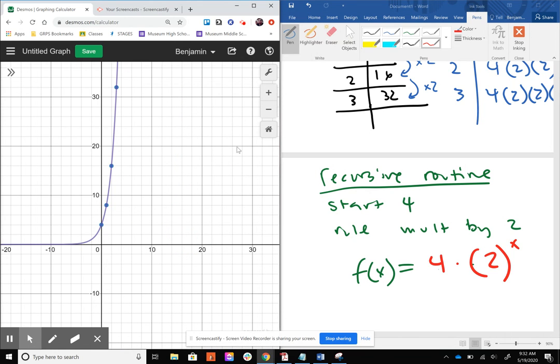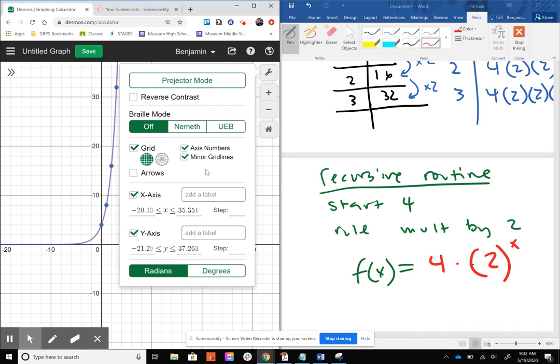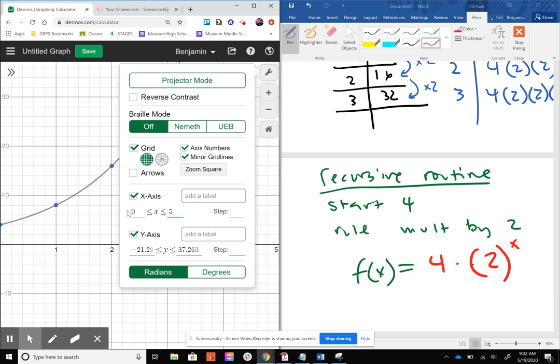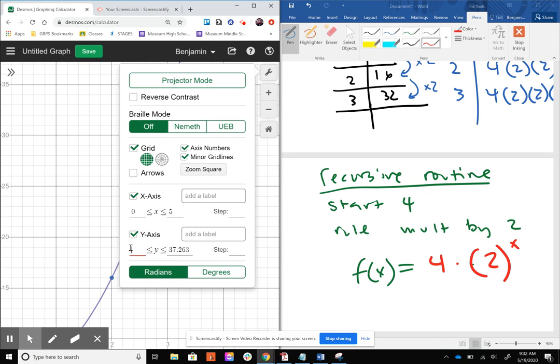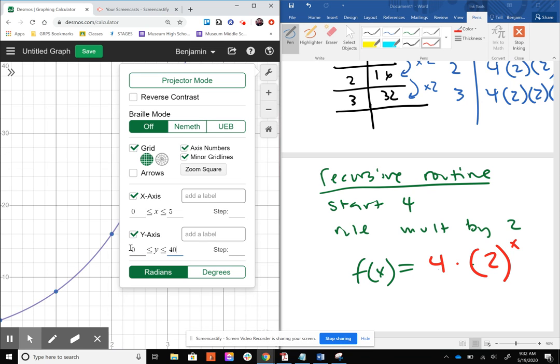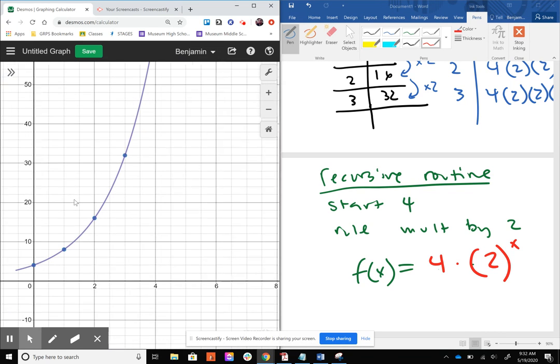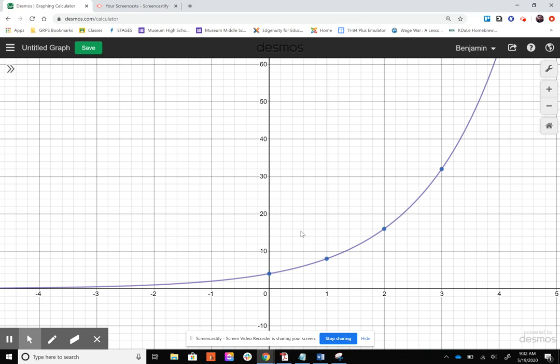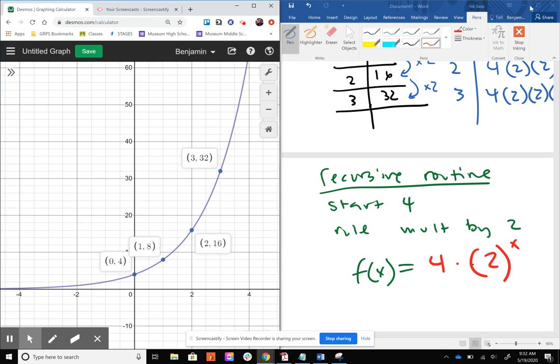So if I close this up, and then let's squish this view a little bit so that we can see it a little bit better. So 0, we only went up to 3, so let's do that, and then 0 to 40, I guess. And if we zoom out now, we have a better perspective. Here are our values. We're doubling every time. All right, let's take a look at another example really quick.